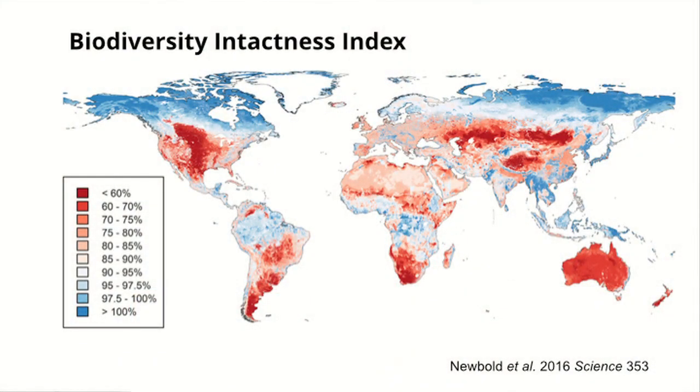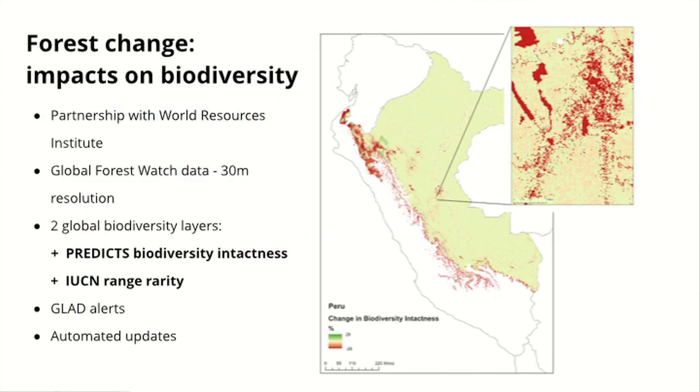And we made this map, and it took us a really, really long time to make this map. And now we're going to make lots more maps with WRI and GFW, and we're making 2 biodiversity layers using that one.